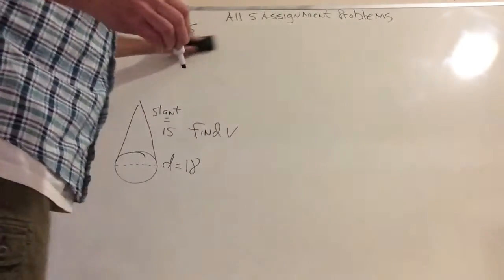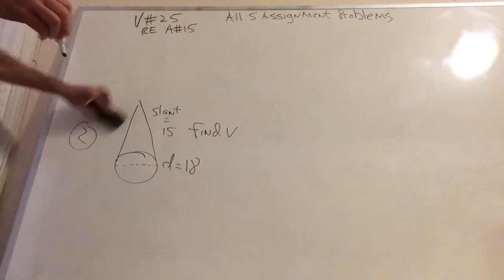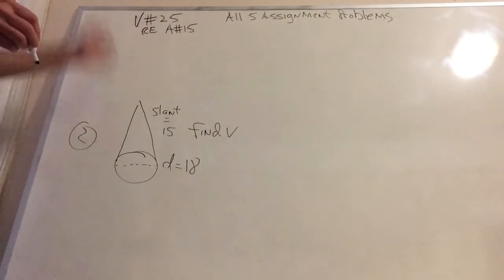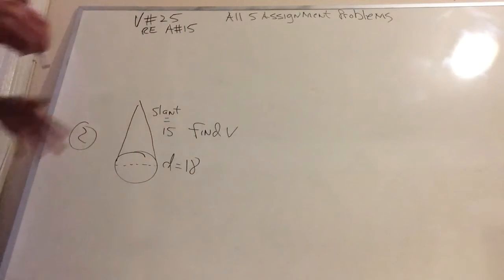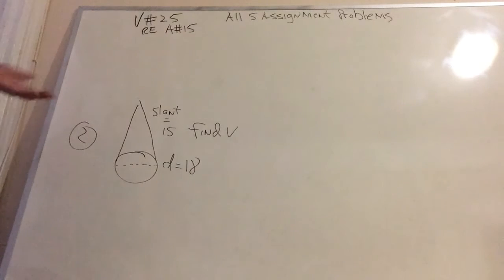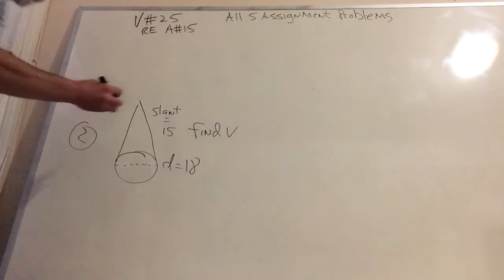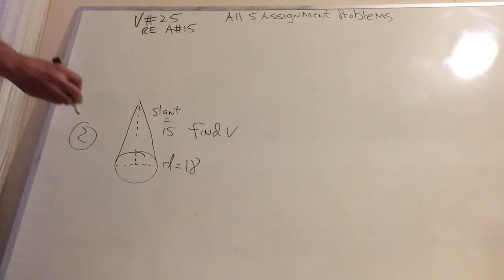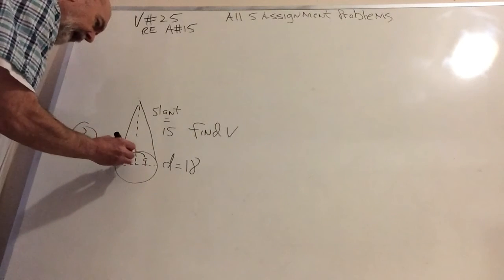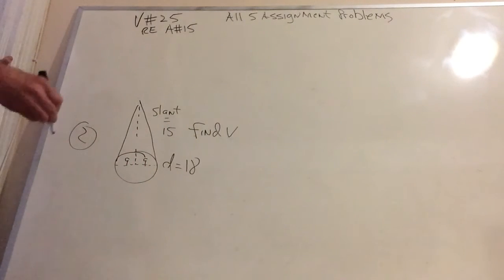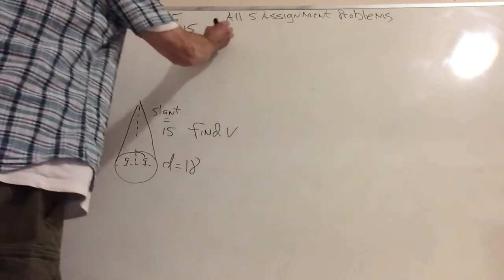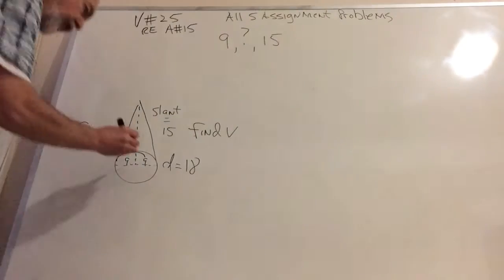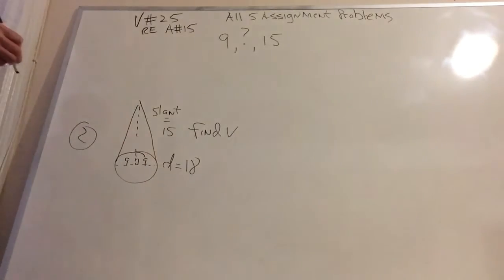So I erased the first one. It was 288 pi, and now we go to the next one, and here we have the slant. We don't have the height. We have the diameter. We don't have the radius. So it's an entirely reasonable question. I drop a perpendicular bisector here, and that makes this 9, and this 9, that's going to be the radius. And now we have a 9, question mark, 15, right triangle. You see the right triangle being formed there.